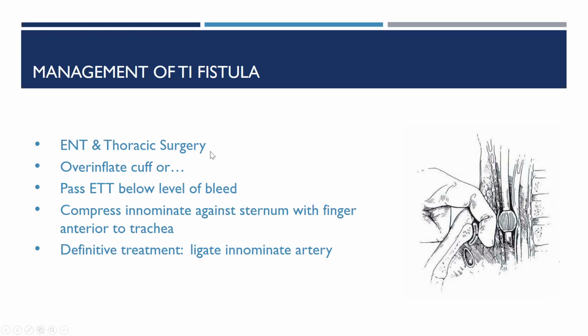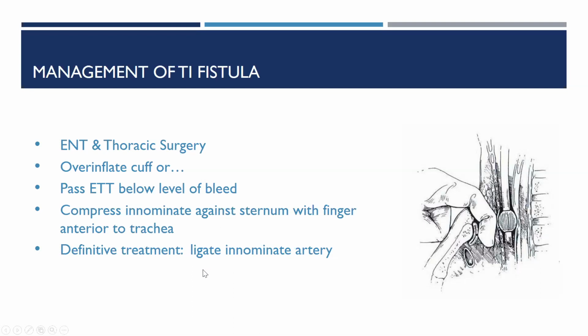And then basically I would overinflate the cuff a lot, hoping that you could tamponade off any sort of fistula that was created. Other options are to take out the trach, or go through the mouth and pass an ET tube below the level of the bleed. So go really far down, almost like main stemming it, and inflate that way so that at least blood doesn't get into their airway.